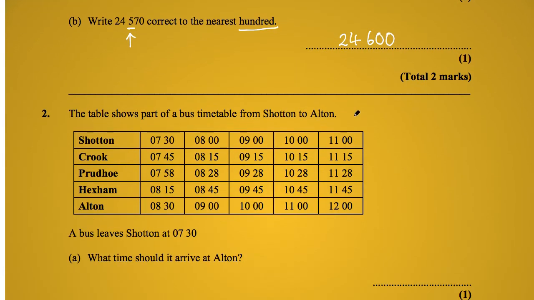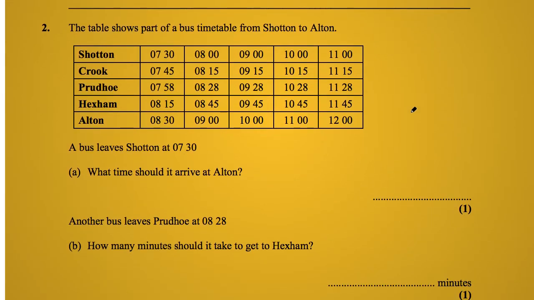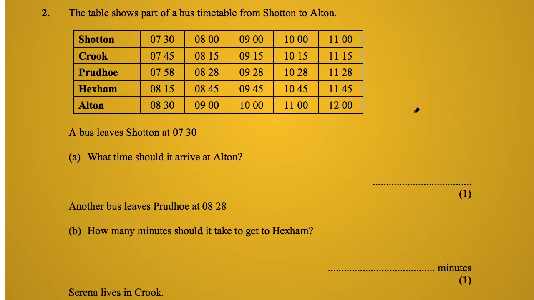Question 2. The table shows part of a bus timetable from Shotton to Alton. A bus leaves Shotton at 7:30. What time should it arrive at Alton? Looking at this timetable, you might wonder, am I reading times forwards this way or should I be reading down? If it leaves Shotton at 07:30, it arrives at Alton at 8:30. So we've read down the first column there.